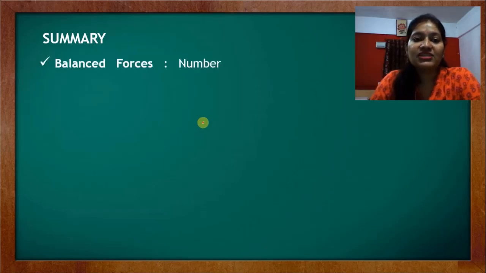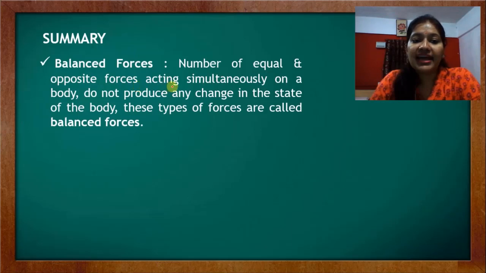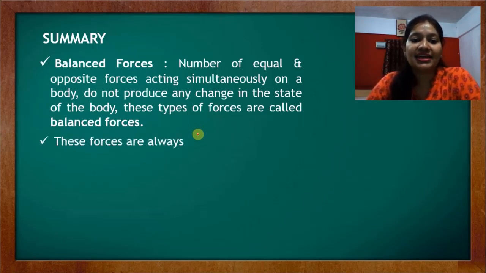Now let's quickly summarize what we have discussed in this video about balanced forces. First point, a number of equal and opposite forces acting simultaneously on a body do not produce any change in the state of the body. These types of forces are called balanced forces. Second point, these forces are always equal and opposite in direction.